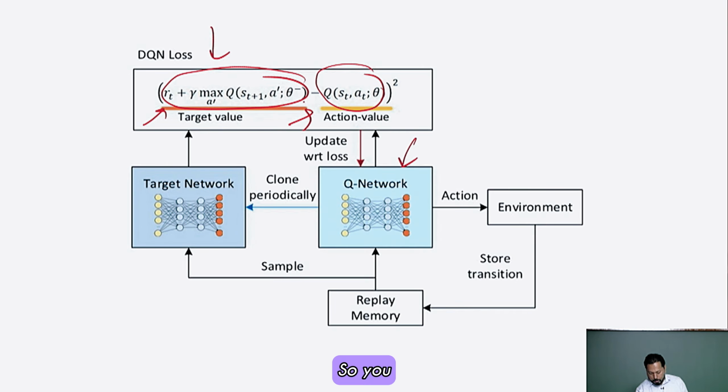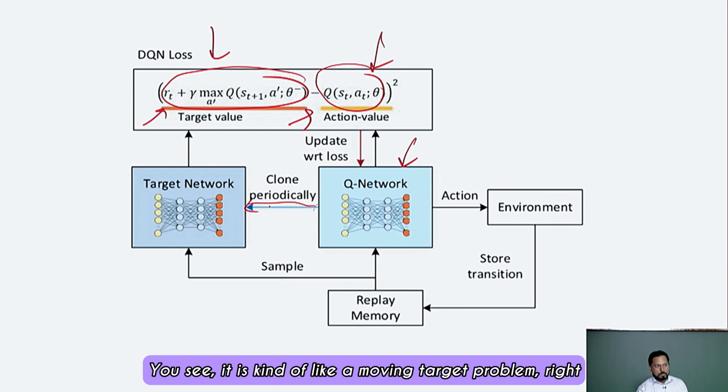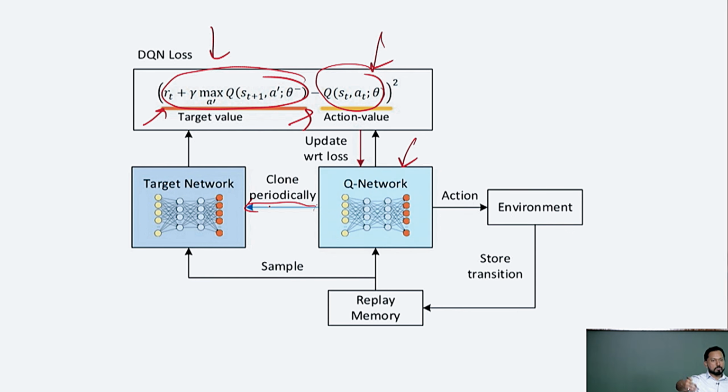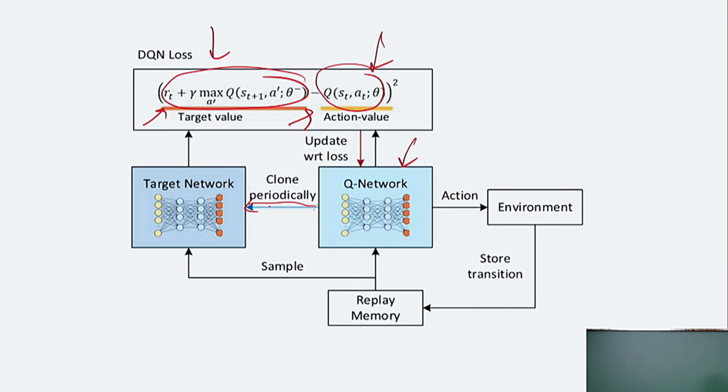So you kind of feel like you keep doing this. Basically, you are training the theta. Okay, so you keep doing this, and then periodically you clone this network to become the target. It is kind of like a moving target problem, right? It's an optimization problem, but your target itself is moving, improving. This is not an easy optimization. It is not like a static optimization problem, right? This target is like theta minus. It's like the old one.